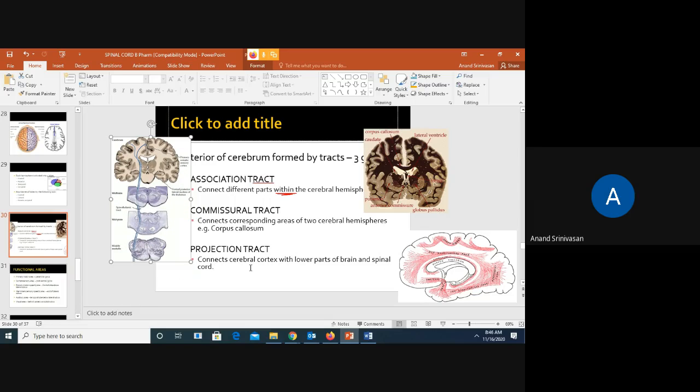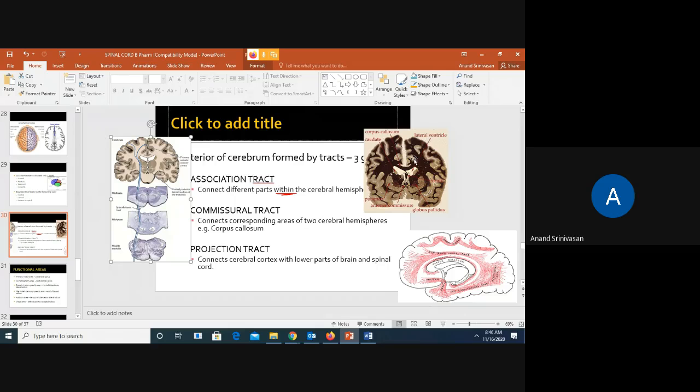And lastly, the projection tract. The projection tract connects the cerebral cortex to the lower parts of the brain or the spinal cord. So these are fibers, axons, that connect from the brain to the lower part of the brain, which is called the brain stem, and then to the spinal cord. The fibers can go to the spinal cord.